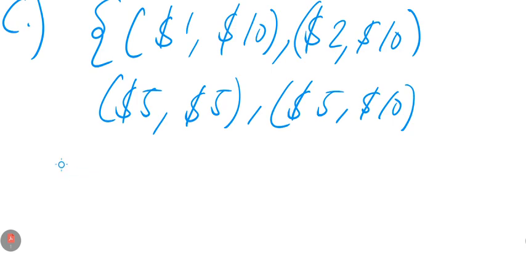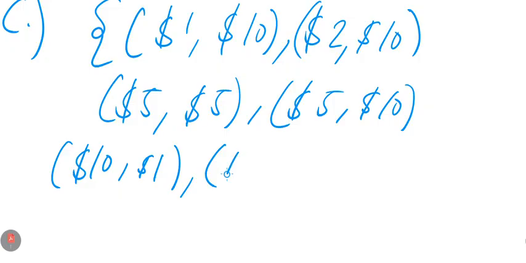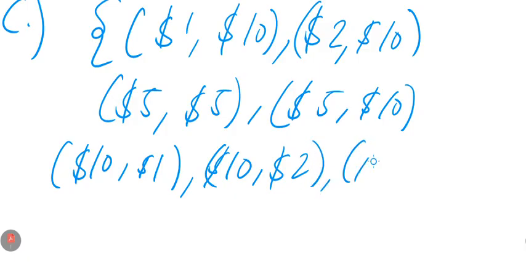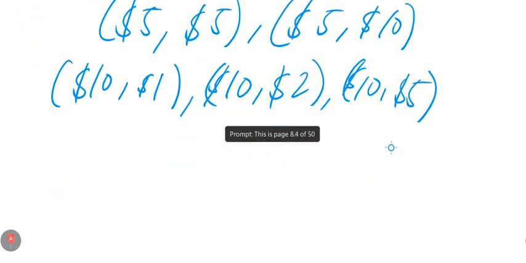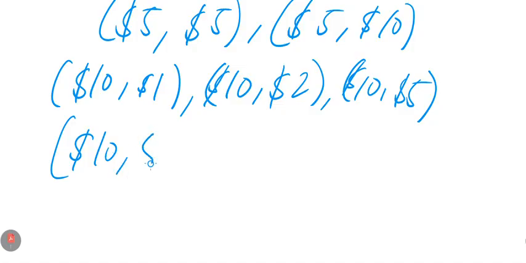Now for the rest of it, here we have $10 and $1. Now moving on, next one we have $10 and $2. Next one we have $10 and $5, and the last one would be $10 and $10. Okay, so I think that would be all.